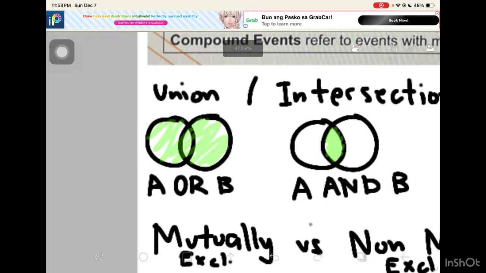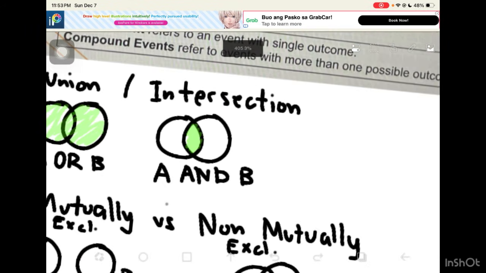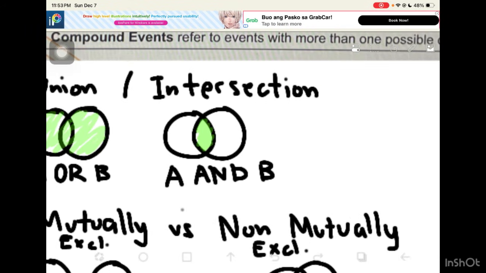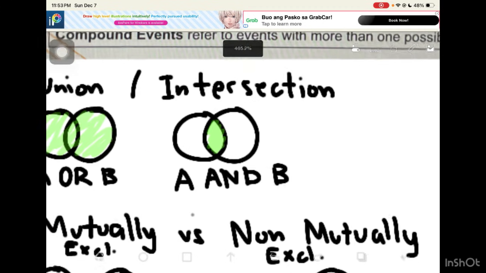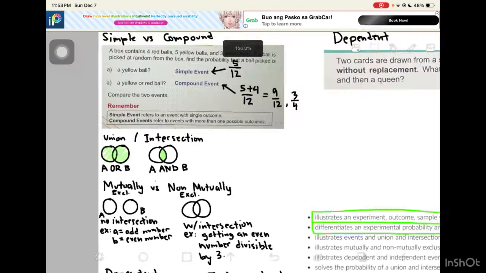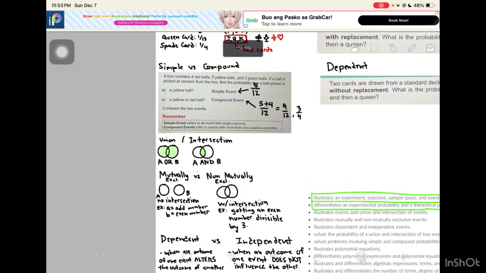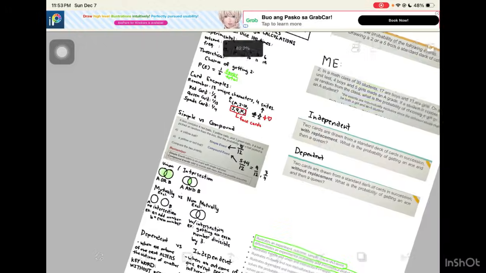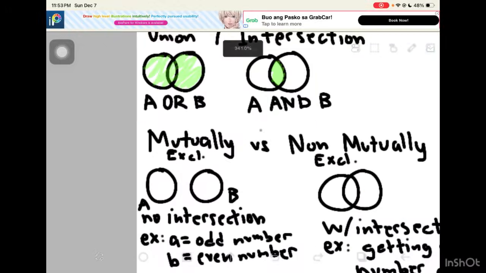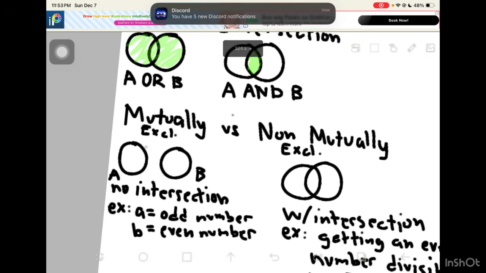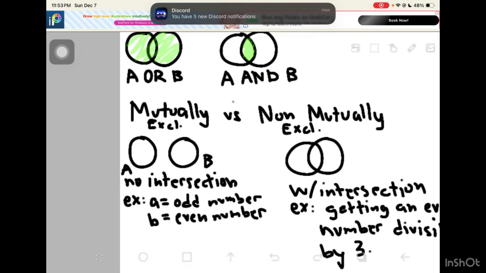So union, if you're asking a problem, consider A or B. Or when you're drawing a Venn diagram, you shade this part. But if you're asked for A and B, you have to consider the intersection, which is just this part. Let's focus on that later. But this is usually used in mutually exclusive versus non-mutually exclusive.